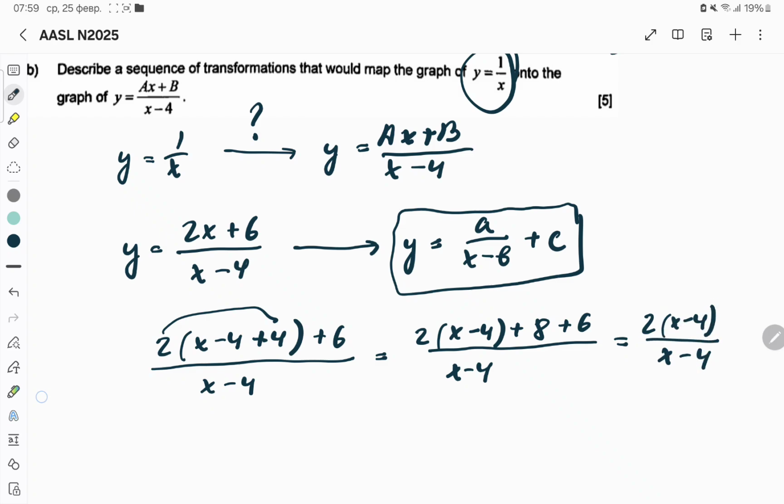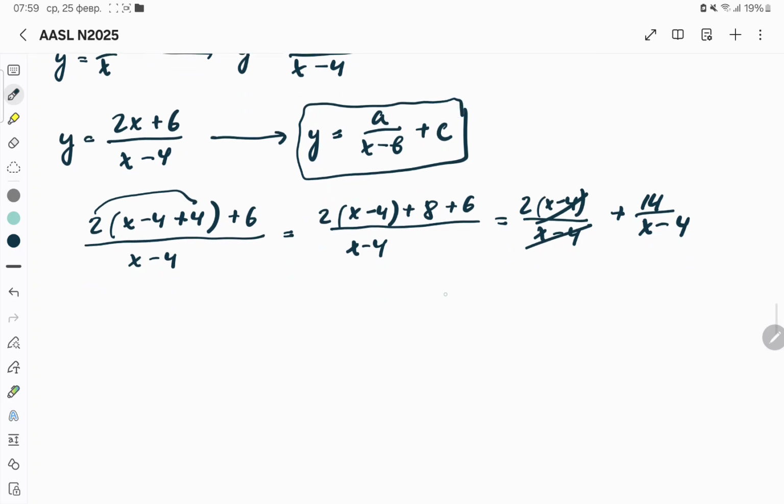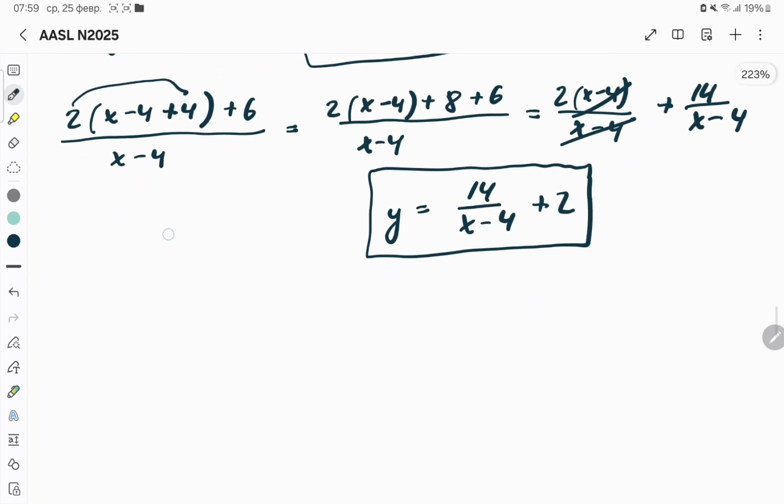And now let's divide separately. Actually, we are splitting our fraction: plus 14 over x minus 4. Now it's reduced, right? So we have 14 over (x minus 4) plus 2. So this is the equation. Now we have converted it into a more appropriate form, and now it is easy to say that to obtain this function we have to shift our reciprocal function 4 units right.